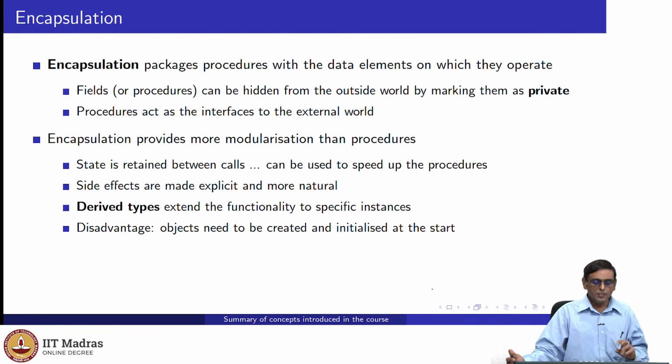Okay. Then we said we can have derived types, which will basically extend the functionality of an object to a more specific extent. We saw that in the case of shirts and in the case of grapes and so on. The disadvantage with object-oriented programming is that you have to make a lot of objects and initialize them. So that takes time and it's a lot of effort.